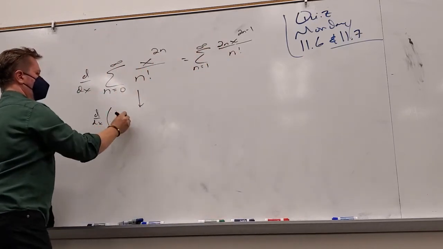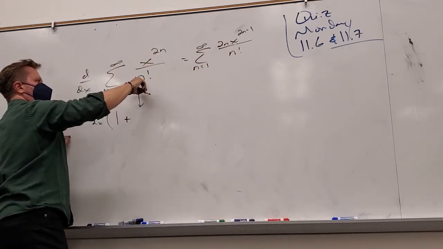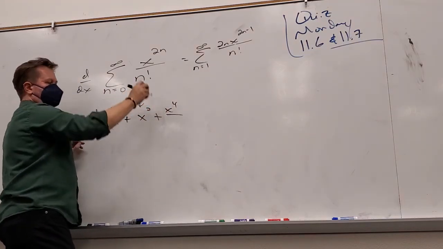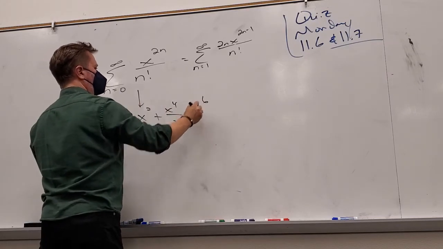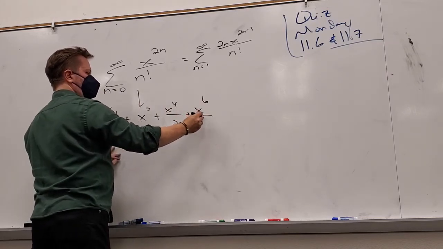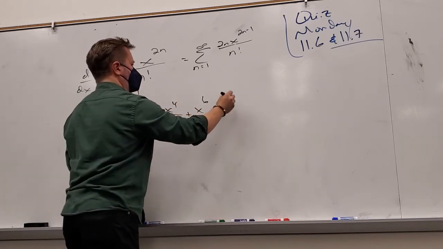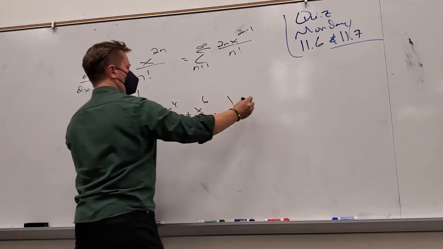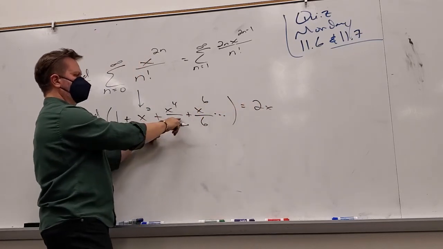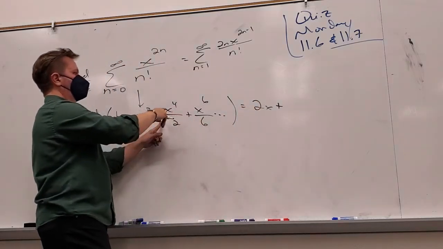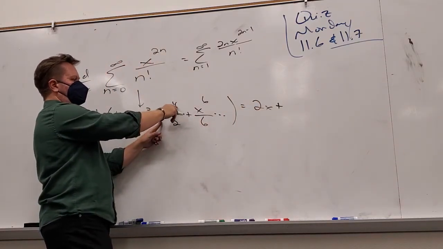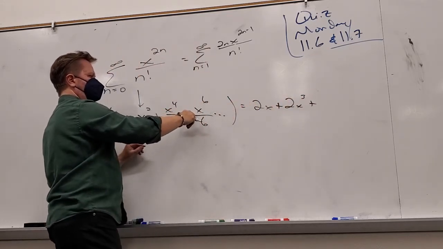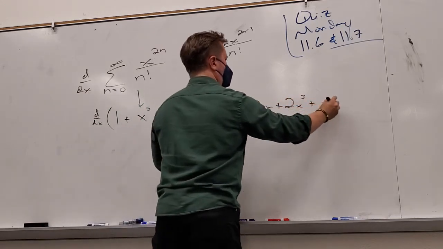Real quick, what's the next term? x squared over 1 factorial, so x squared. x to the 4th over 2 factorial, 2. x to the 6th over 6, yeah, 2 times 3, 6. Dot, dot, dot. If I take this derivative, don't I get 2x, right? Plus? 4 comes down, 2x cubed. Plus? 6 comes down, cancels, x to the 5th.